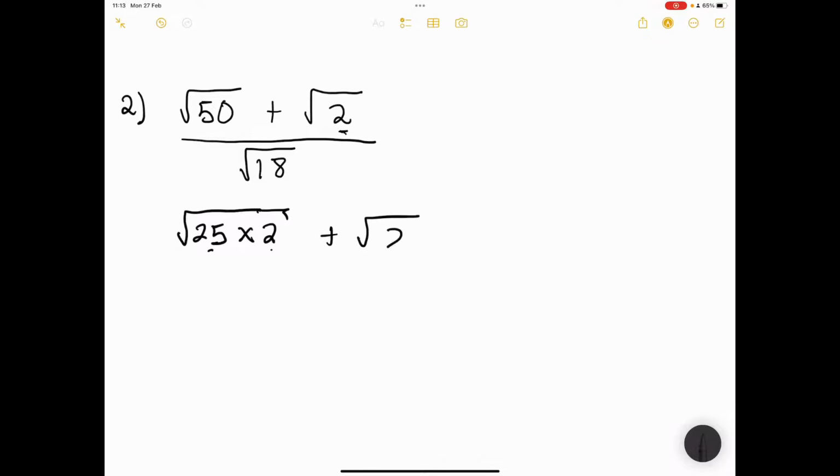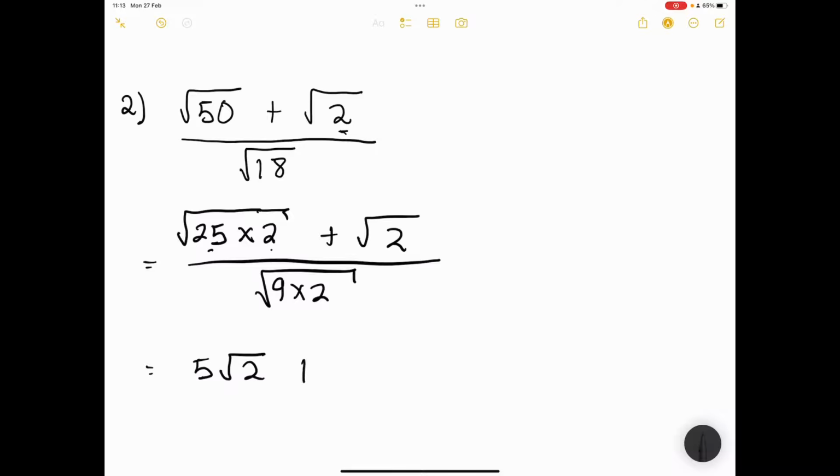Plus root of 2 divided by square root of 18. That will be 9 times 2. Okay, the root of 9 times 2. And in this case, what do we have? We've got 5 root of 2 plus root 2 divided by 3 root of 2.